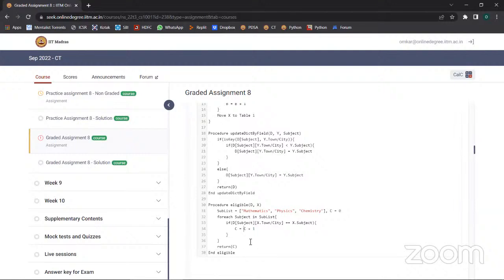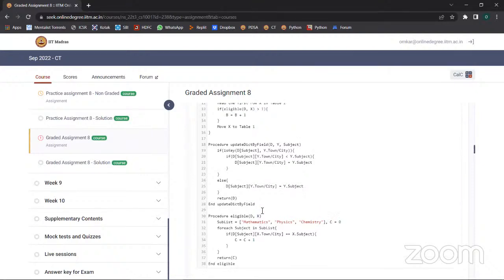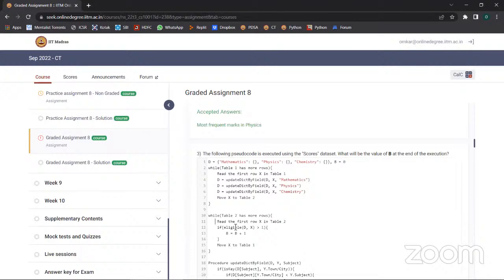For each subject in the subject list, if D subject and D city tone equal to X subject. So you have given some subject as a parameter. The value of X can be either mathematics, physics, or chemistry. It cannot be anything different than that, correct? Yes, sir. Oh, sorry, X is a student. My bad. X subject is something we are iterating on a table.